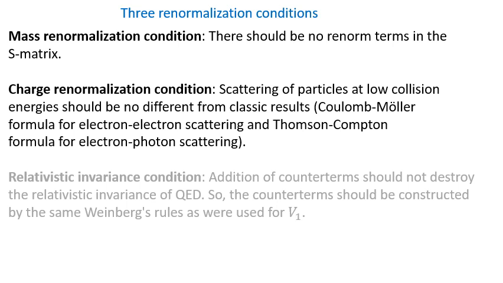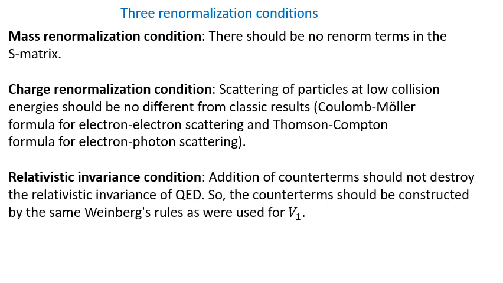The second condition relates to scattering cross-sections in the low energy limit. These quantities are well known from classical physics and experiments, and it is reasonable to demand that our calculated cross-sections converge to these established results in the low energy limit. Finally, we want to keep the relativistic invariance of our theory. So we will demand that the counterterms are obtained by Weinberg's rules as space integrals of Lorentz scalar field products.